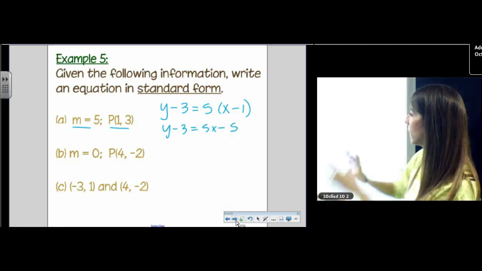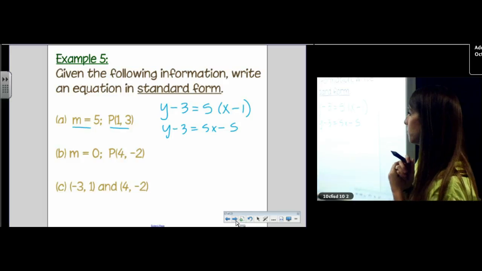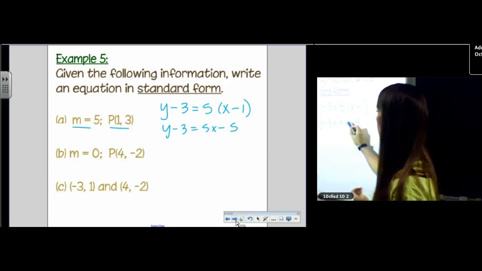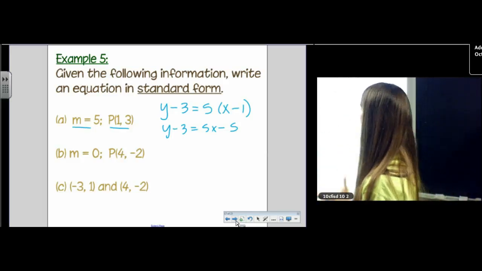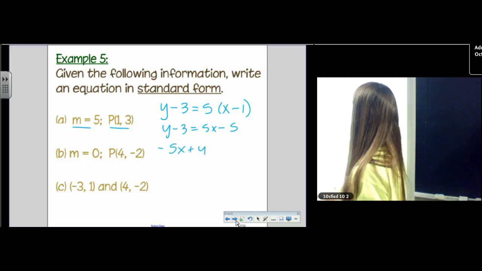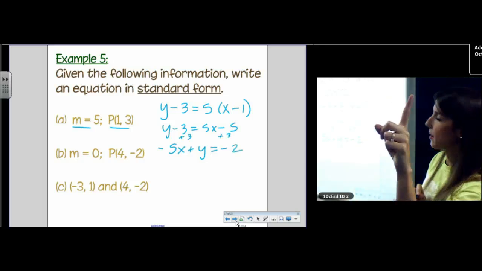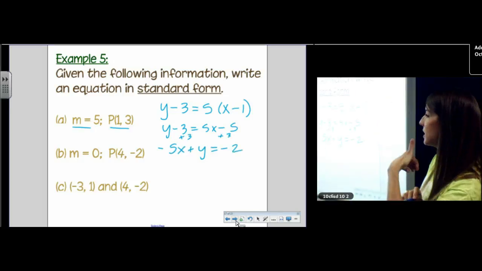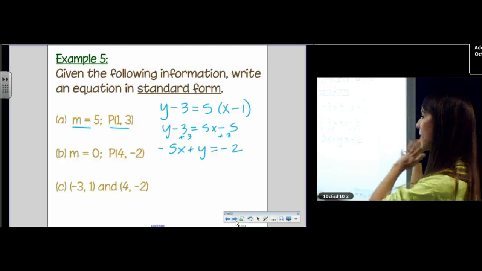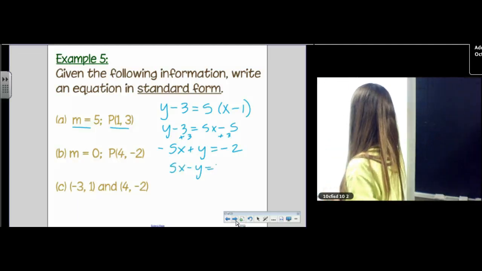And now we literally just need to move things around until it looks like standard form. I'll move the 5x over and the 3 at the same time. -5x plus y equals, let's see, plus 3. And now I'm disobeying one of my rules because my leading coefficient's negative. So I would need to multiply everything by -1. 5x minus y equals -3.